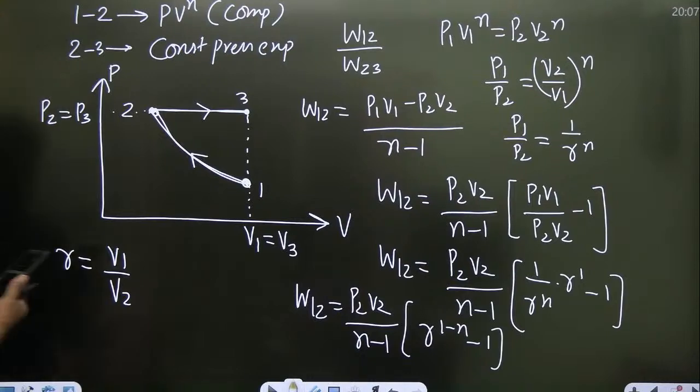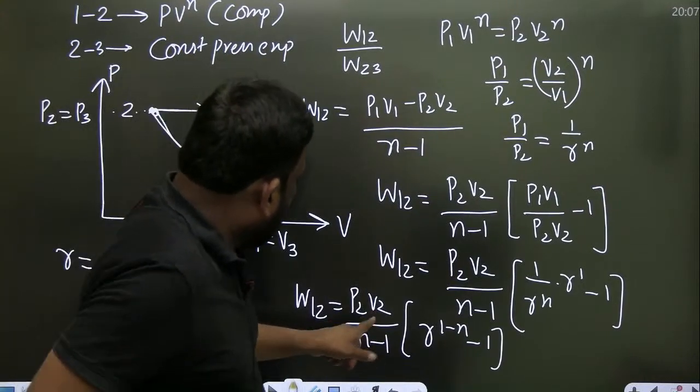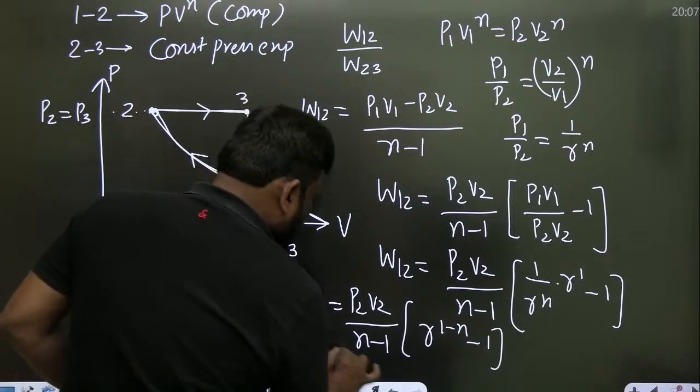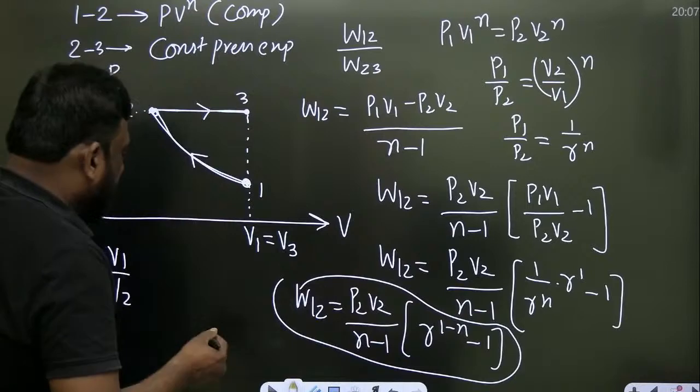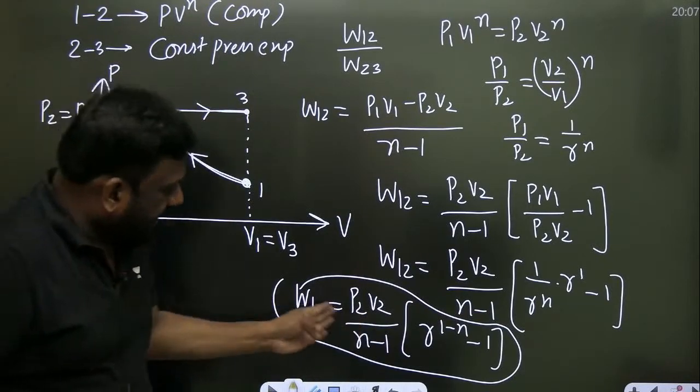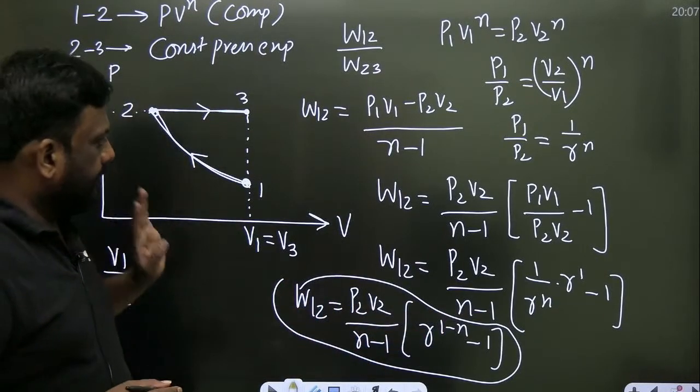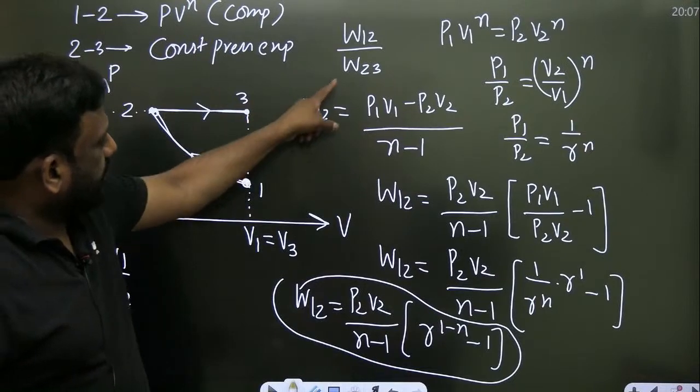Clear? Very good, sir. This is the work in 1 to 2. But actually this work is negative. So if we want the magnitude, what happens? Take the minus, no problem. Then what is the 2 to 3 work? Anyone? What is 2 to 3 work?